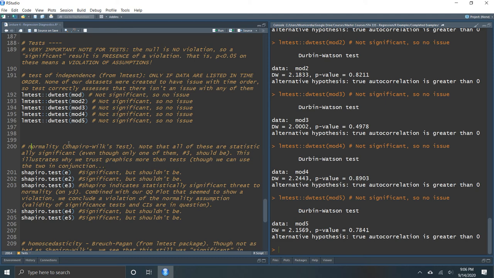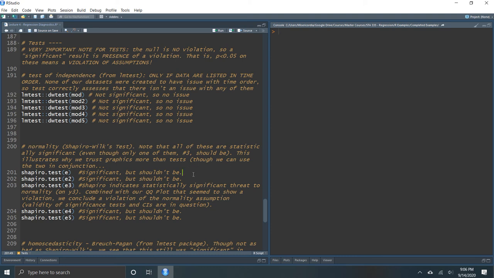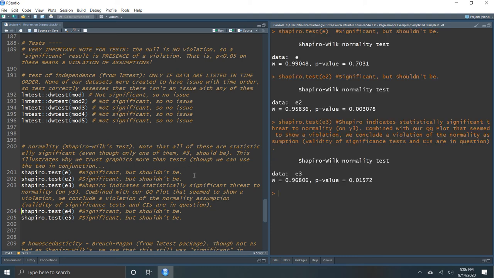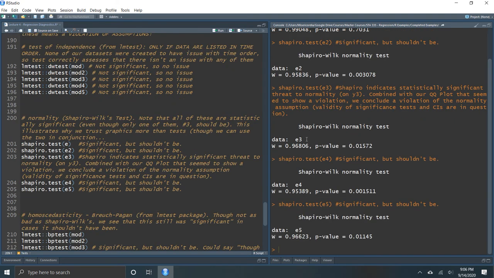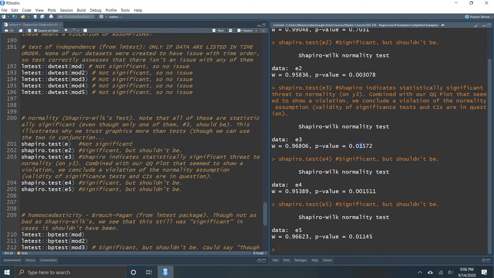For normality, we have the Shapiro-Wilk test. If I run the Shapiro-Wilk test, recall that we only had one case, and I'll clear my screen here. Shapiro-Wilk normality test. If I run it, other than the first one, oh, it says significant, but it shouldn't be. This actually is not significant. So if I run this, not significant, but then the rest of these all are statistically significant.